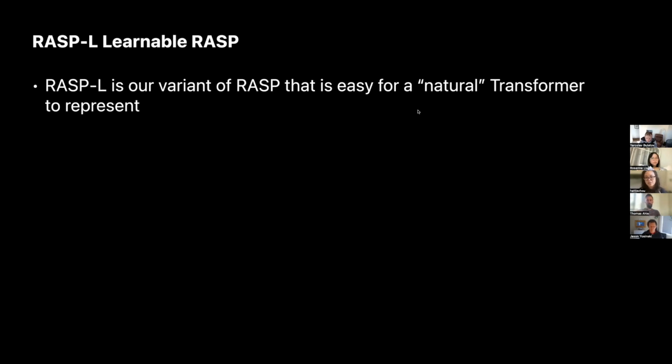Okay, so for our purposes, we're trying to connect what is representable with what is easy to learn. And for that, we have had to make a couple adjustments to RASP, which we call RASP-L. And this is intended to capture what is easy for a natural kind of transformer to represent. So we add a couple restrictions, namely that all the variables should be bounded integers. And this is just to avoid arbitrary precision or numerical stability issues.